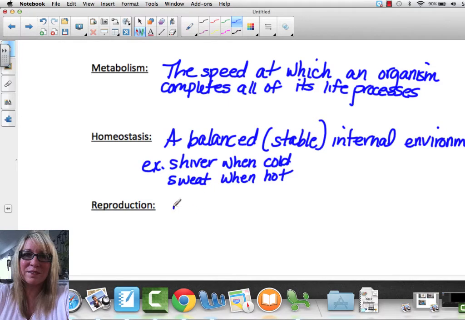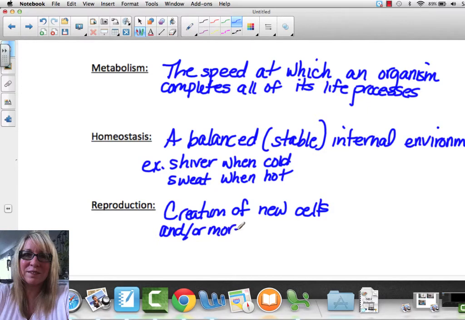Reproduction is the creation of new cells and/or more organisms of the same kind.